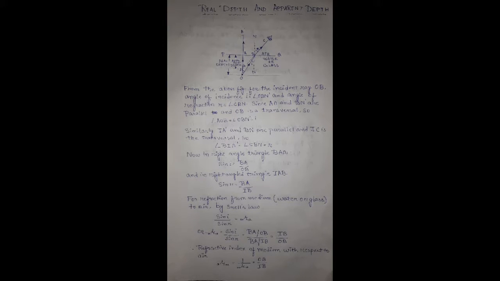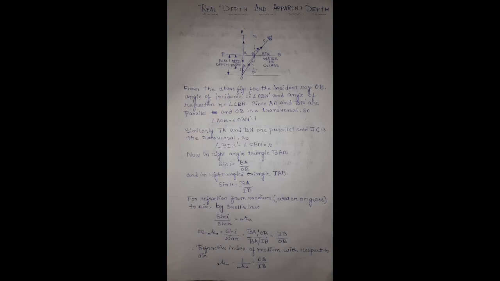Today we are going to learn about real depth and apparent depth. First, let us understand what is real depth and what is apparent depth. When we place an object in a denser medium and view it from a rarer medium, the depth of the object appears to be slightly less than the original one. This depth, which appears to be slightly less, is known as apparent depth, and the actual depth at which the object is put is called real depth.